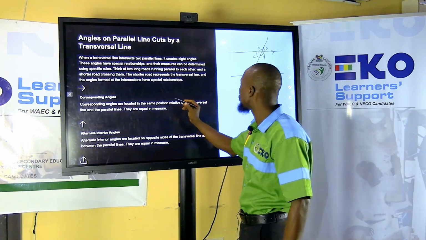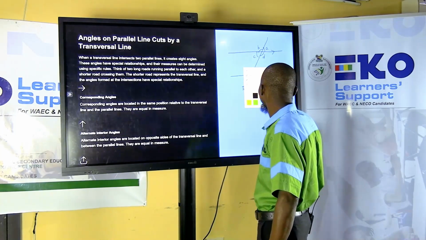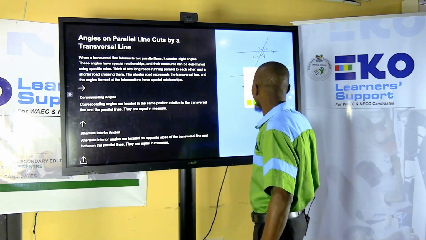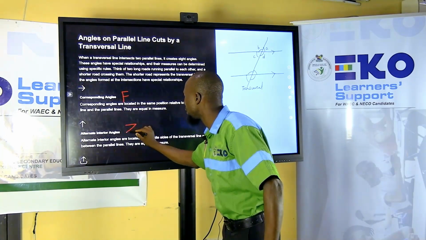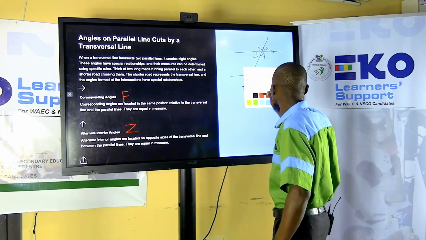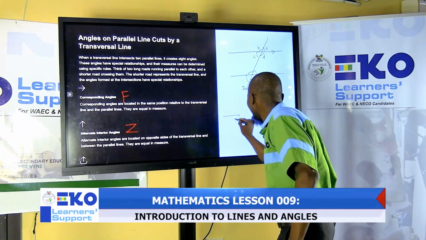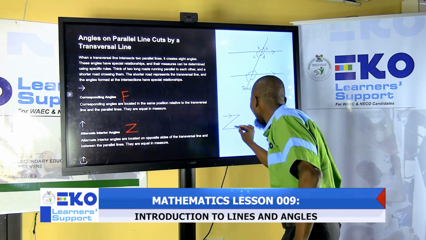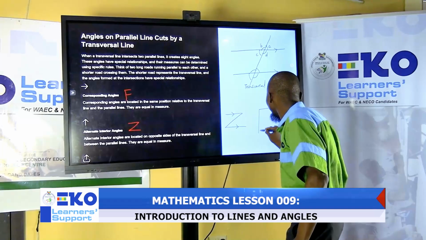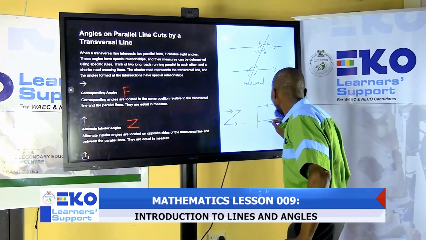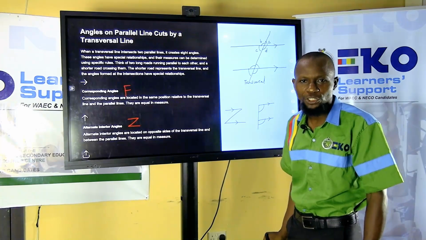And corresponding angles, we also call it F angle. We use this for F angle. We use this for Z angle. All right. So let me explain that. Now, from here, we can get a Z. That is when we have two parallel lines. We can have a Z. We also have what? F. Two parallel lines.